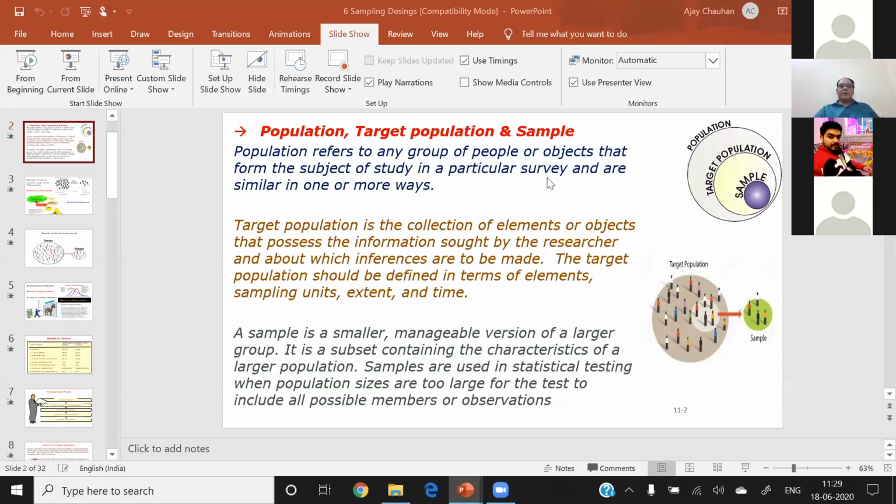One question is coming: what is the difference between universe and population? The word universe we are not using in research. In research, we call it population. So don't be confused by the naming. In research, we use the word population, not the universe. I think the universe would include the moon and stars too.